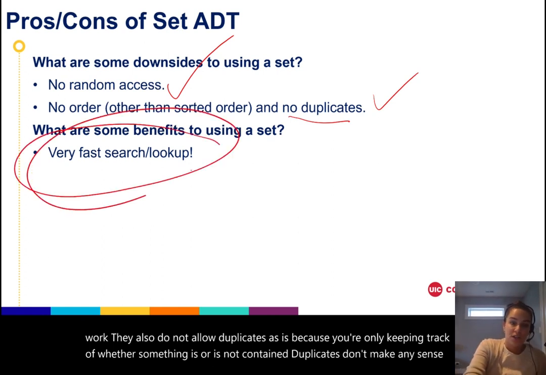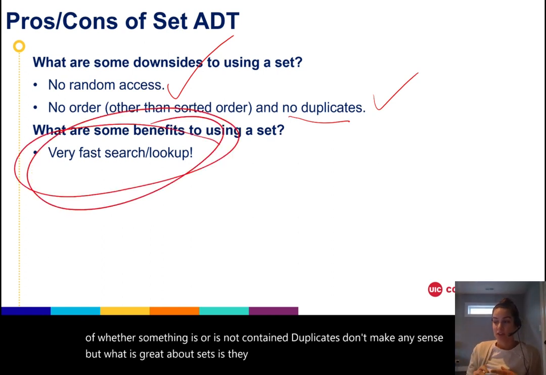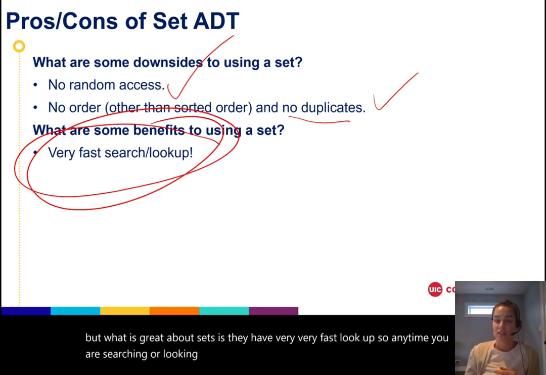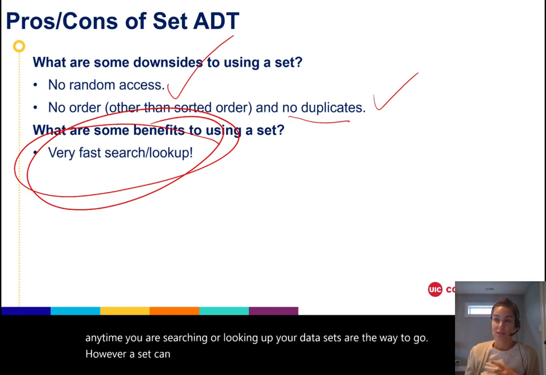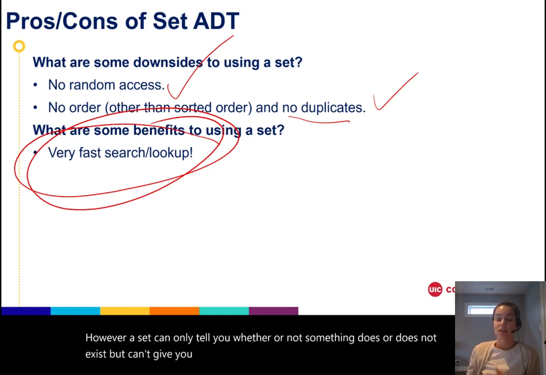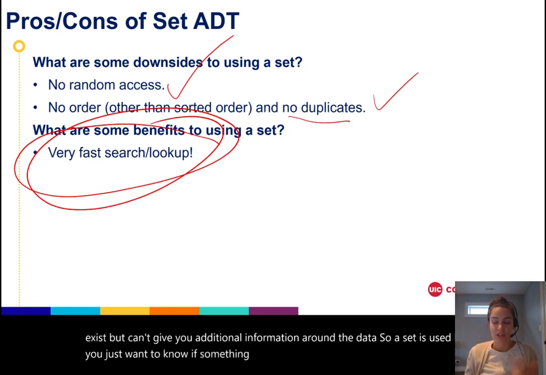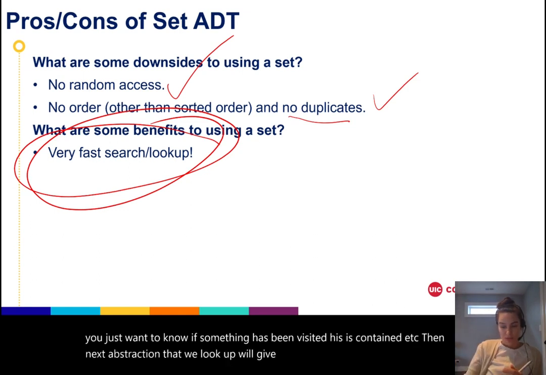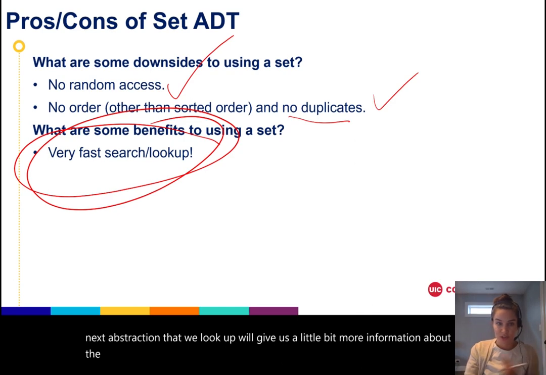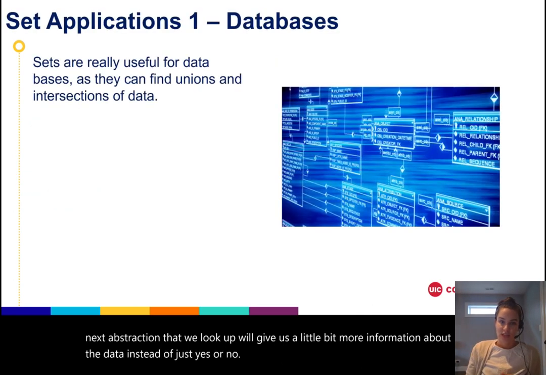But what is great about sets is they have very, very fast lookup. So anytime you are searching or looking up your data, sets are the way to go. However, a set can only tell you whether or not something does or does not exist, but can't give you additional information around the data. So a set is used if you just want to know if something has been visited, is contained, etc. The next abstraction that we look at will give us a little bit more information about the data, instead of just yes or no.